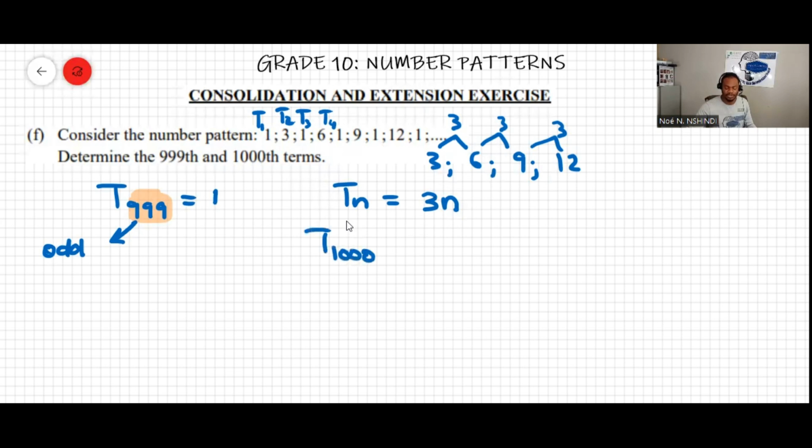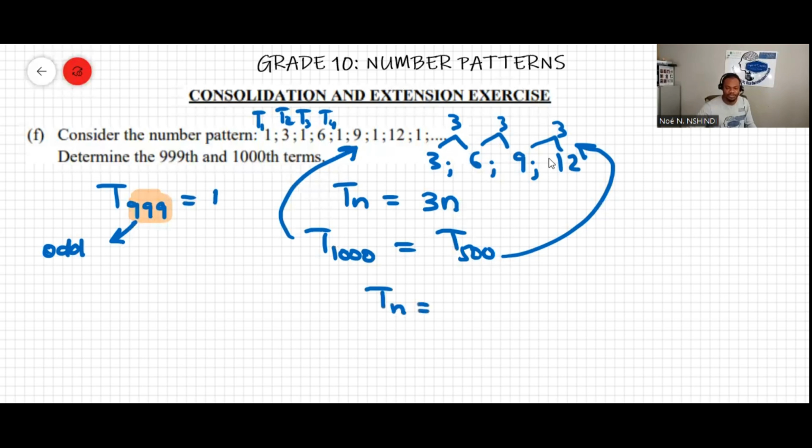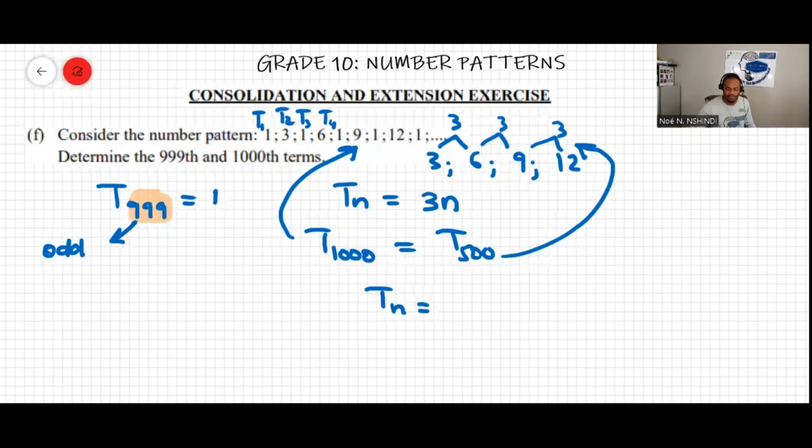Now, if I do it that way, T1000 is the same thing as T500 from this new pattern. Okay, so the T1000 from the main pattern will be equal to T500 from this pattern of even terms. Then this will be written as T1000 will be equal to 3.